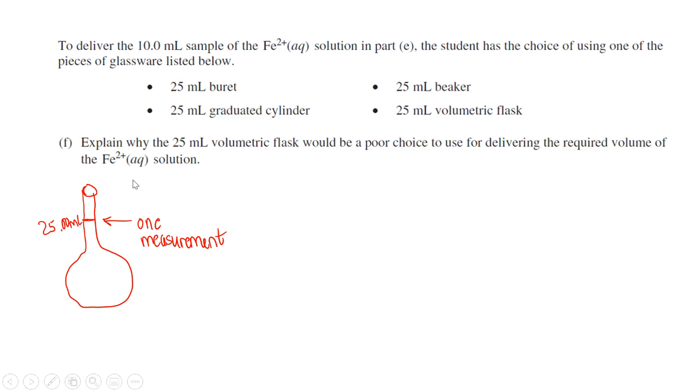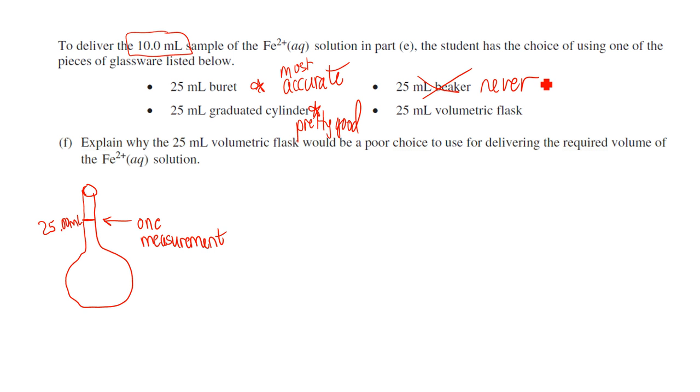So it's great if you want to make a 25 mL solution, but it's pretty much useless if you want to measure out anything else. So if you want 10 mL of iron plus 2, there's no markings on here that tell you where 10 mL are. So this is not a good choice. A burette or a graduated cylinder would be much better choices. Beakers are also not great measuring devices. They're not very accurate. So of these, the burette is typically going to be your most accurate. You don't have to discuss this in the question, but just as an FYI. And then graduated cylinders are pretty good. Beakers, you should never use a beaker to actually measure something. Beakers are just for holding stuff.